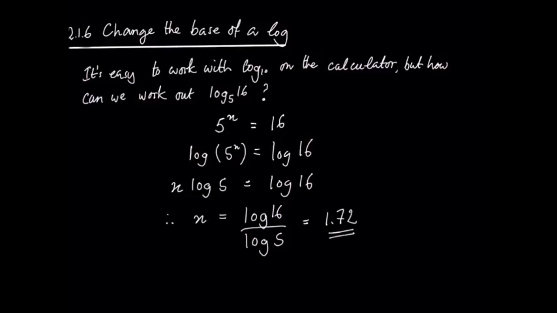So what we've done is we've taken log to the base 10 of both sides of this equation, just as we did before when we were solving logarithmic equations. We've actually changed the base of the logarithm in order to work out the solution to 5 to the power of x is equal to 16.